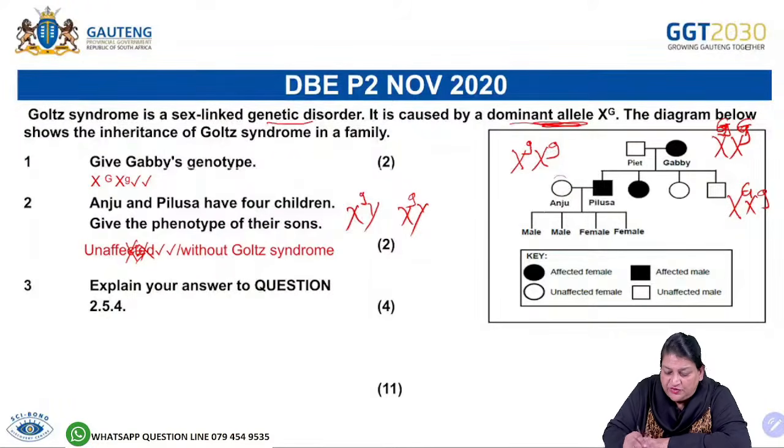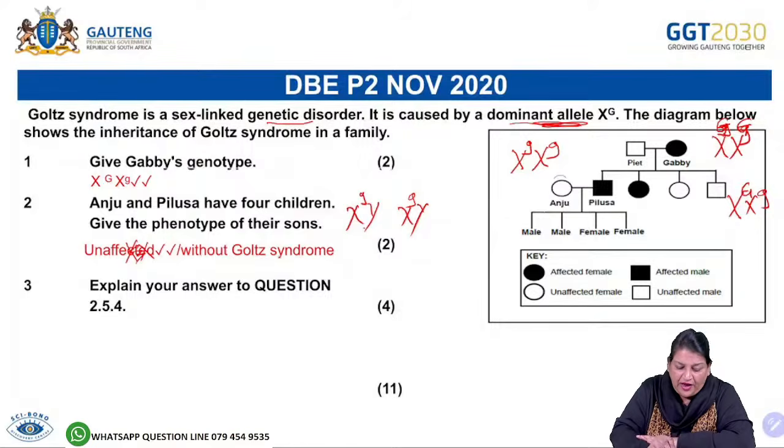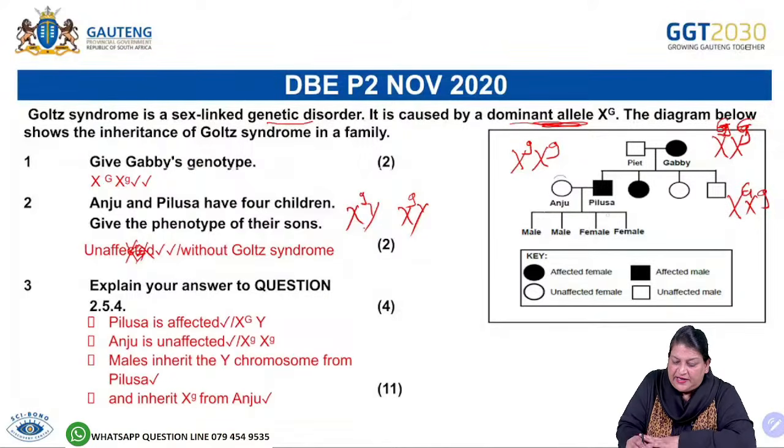So whether it's that one or that one, that's going to be going to the sons, because the Y is coming from the father. So both the sons are X to the power small g, and X to the power small g is recessive, and recessive in this case means normal or unaffected. Okay, and that's how you will explain it, that Pilusa is affected, right?